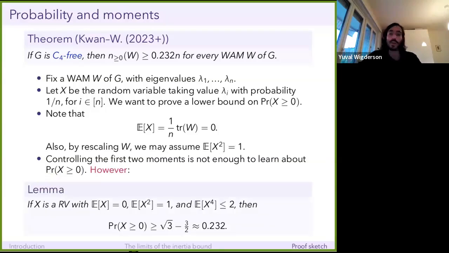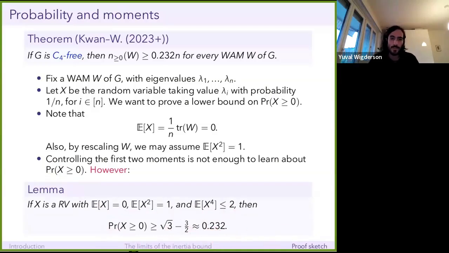However, it's almost good enough in that if you actually know anything about any higher moment, then you're in business. And so concretely, we'll just use this lemma, which says, if I have a random variable with first moment 0, second moment 1, and a fourth moment which is at most 2, this 2 isn't super important, but it's just what we'll use, then the probability that this random variable is non-negative is at least some constant.